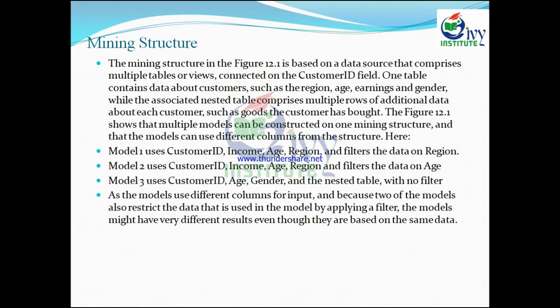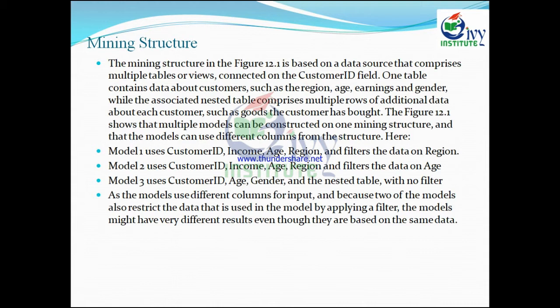Figure 12.1 shows that multiple models can be constructed from one mining structure, and the models can use different columns from the structure. Here model 1 uses customer ID, income, age, region, filters and data on region. Model 2 uses customer ID, income, age, region, filters and data on age. Model 3 uses customer ID, age, gender and a nested table with no filter.